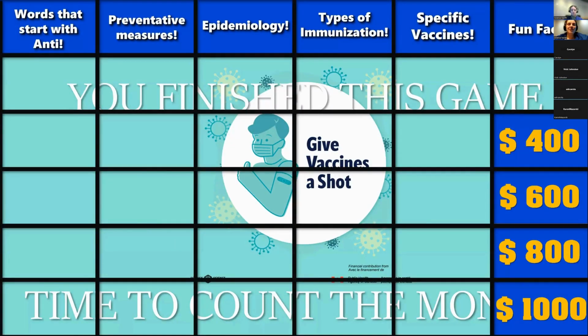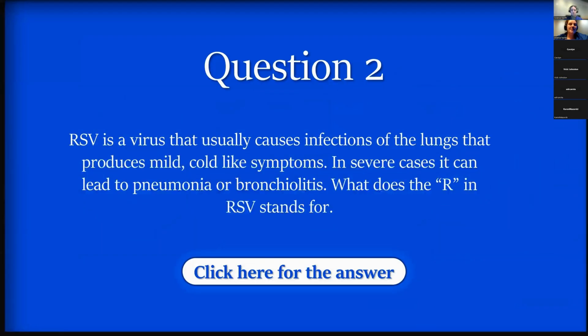On to our second question in the fun facts category. This one's going to make you think, maybe, hopefully, a little bit. RSV is a virus that usually causes infections in your lungs that produce mild cold-like symptoms, but in severe cases, it can lead to pneumonia or bronchiolitis. So what does the R in RSV stand for?